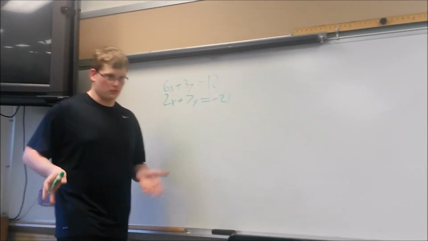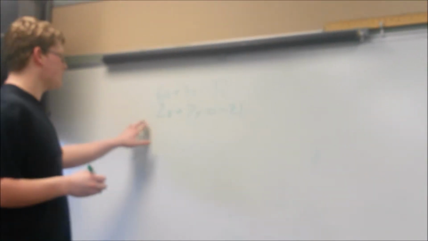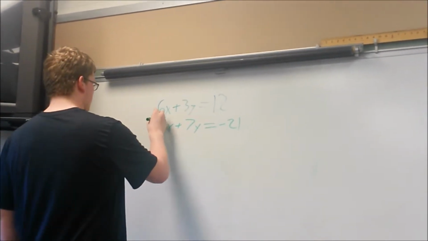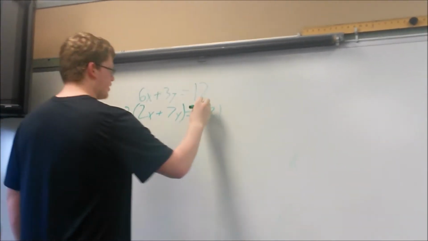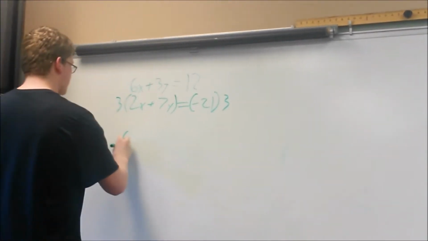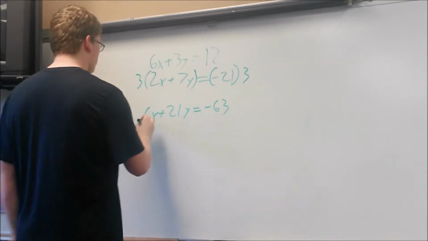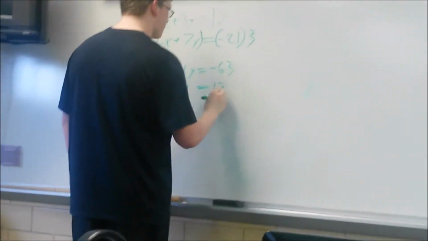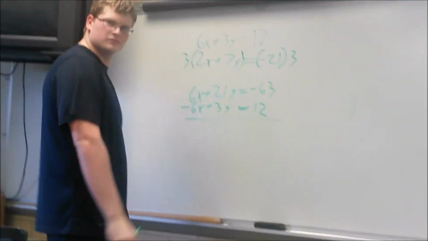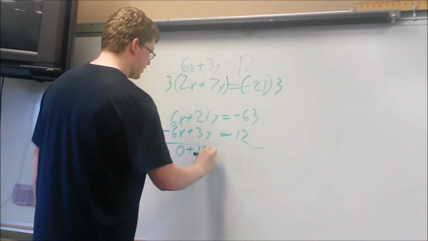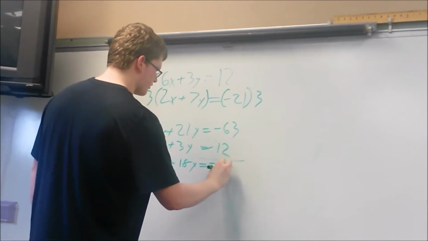Okay, now I'm going to show you option 2. We're going to multiply to get common coefficients so we can subtract the numbers. We take the bottom equation and multiply it by 3 on both sides, which gives us 6x plus 21y equals negative 63. Then we take this and subtract this formula from it: minus 6x plus 3y equals 12. Subtract that, and you'll have 0 plus 18y equals negative 75.